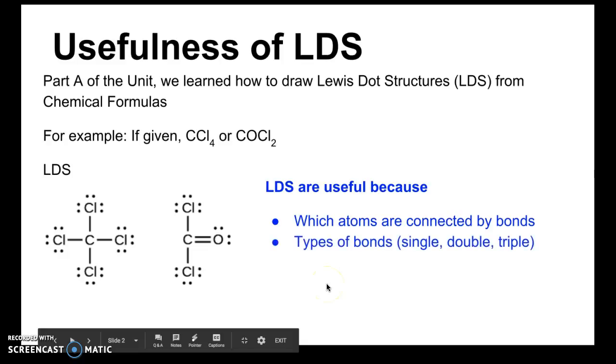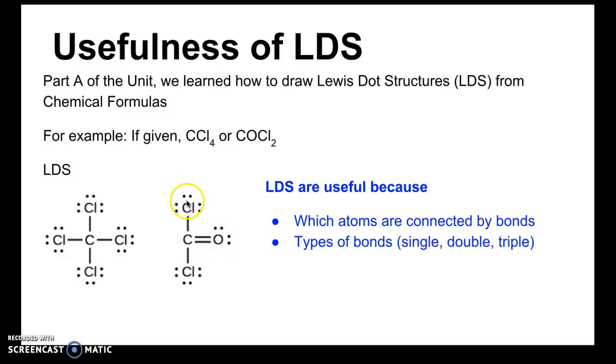They also tell us the types of bonds. So if you look at the second structure, for example, we see that we have 2 carbon-chlorine single bonds and 1 carbon-oxygen double bond. And finally, we can also see in these structures we have some lone pairs. So they also show us how the lone pairs are arranged in the structure.